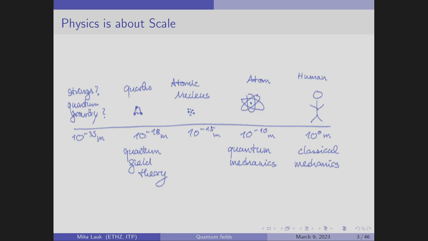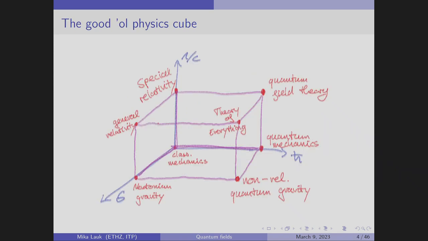And then if you go to even smaller scales, say quarks, these are the particles that make up what protons and neutrons are in the atomic nucleus, what you have to use to describe those kinds of processes is quantum field theory. And another way to see this is, I think it's called the Bronstein cube.